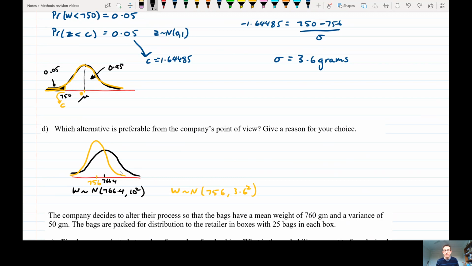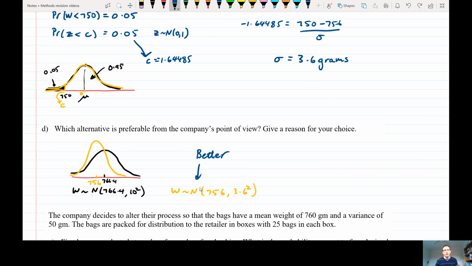So which is better for the company? I'm going to suggest the yellow one is better for the company. Now it's better because look at the mean. The mean is much smaller, which means the average number you're going to do is smaller, which number one for the company is good because it's going to have less products going out.